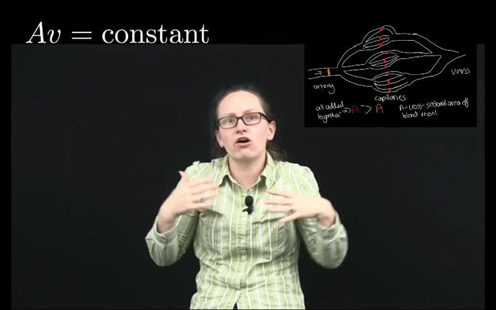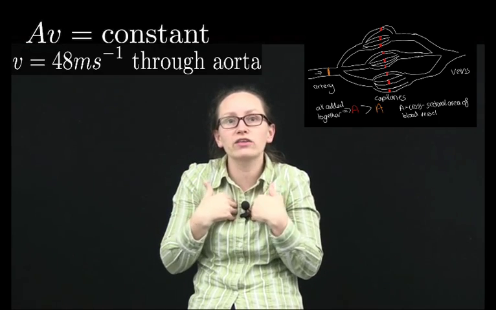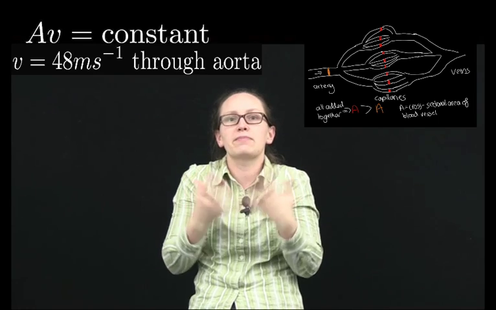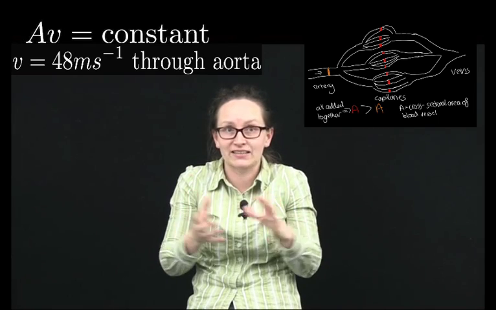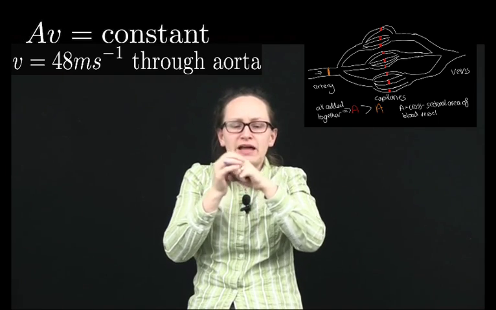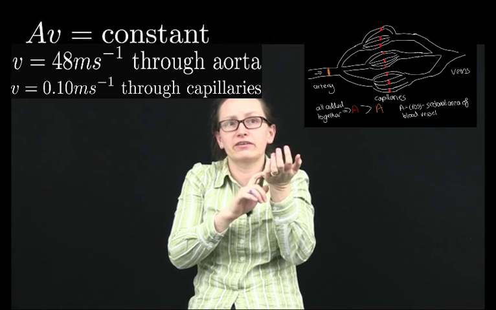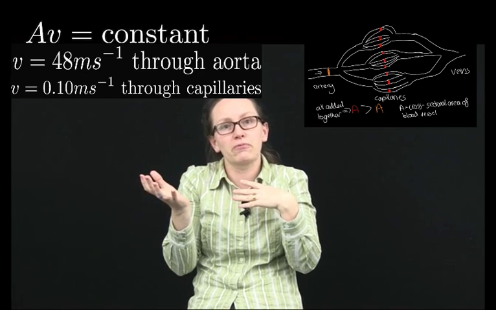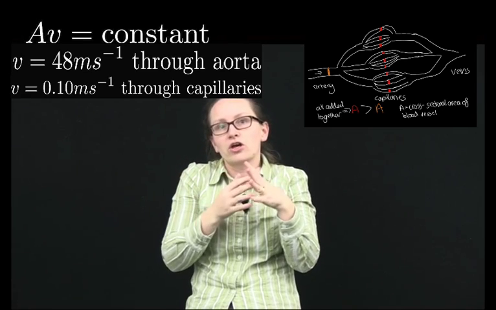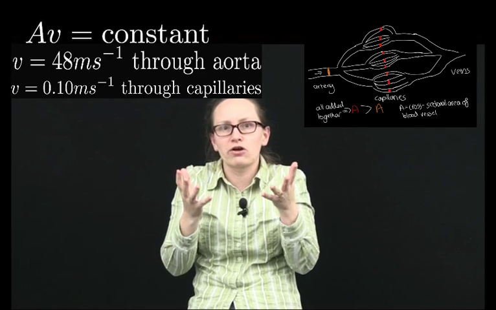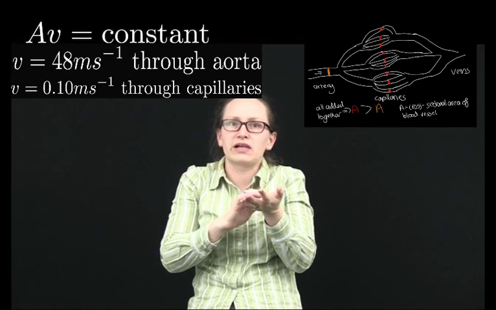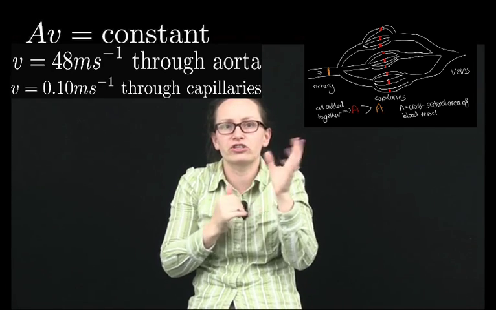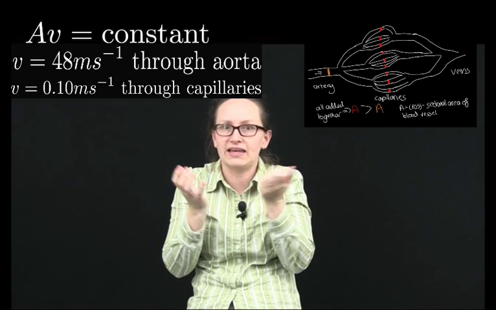So the velocity of blood coming out of your heart through the aorta is about 48 meters per second, whereas the velocity of blood flowing through the fine capillaries is about 0.1 meters per second. You actually need that slow flow of blood through the capillaries to allow time for the oxygen and carbon dioxide to be exchanged.